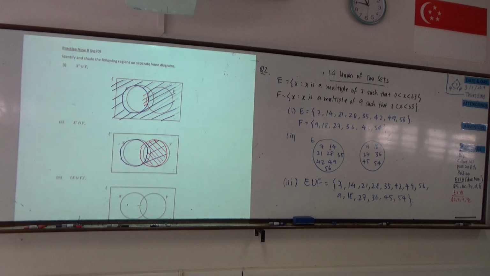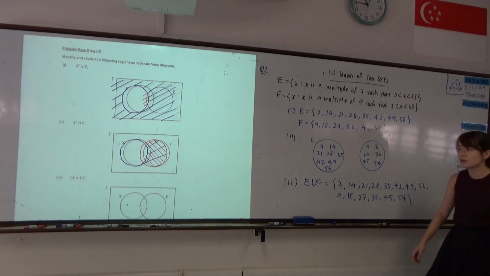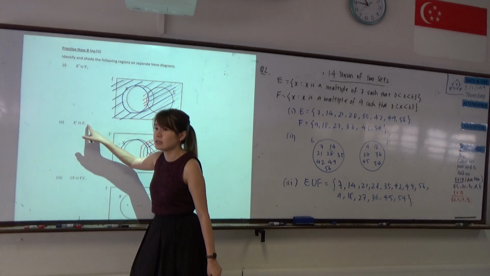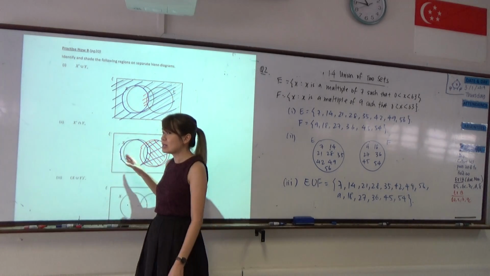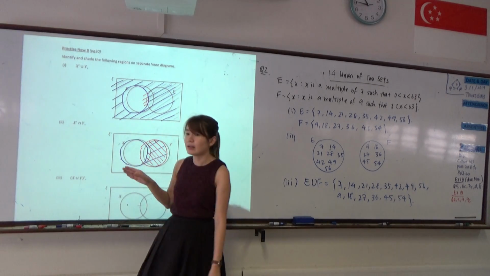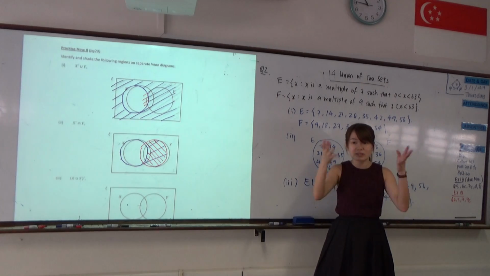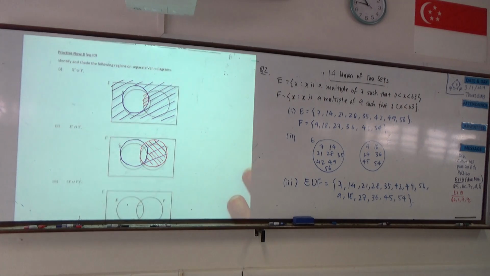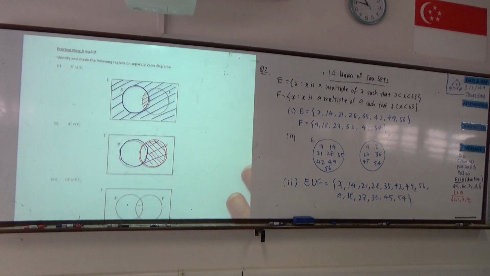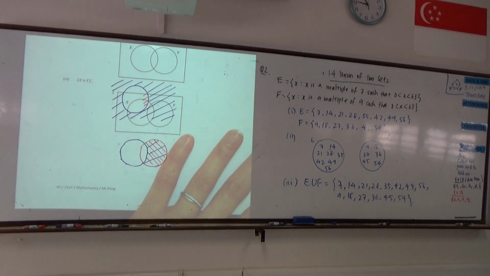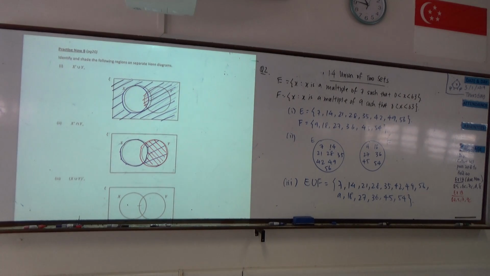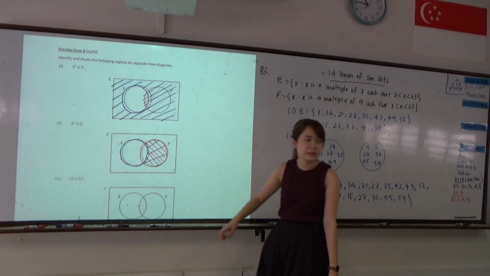Isn't the intersect the middle part? But this is x complement intersect y. The intersect may not always be in the middle part. So it is about x complement, which is outside, not x intersect y. For the second one, you only want the intersect.